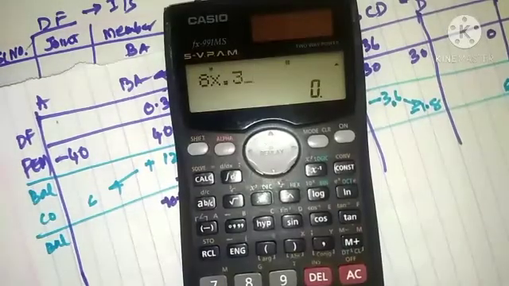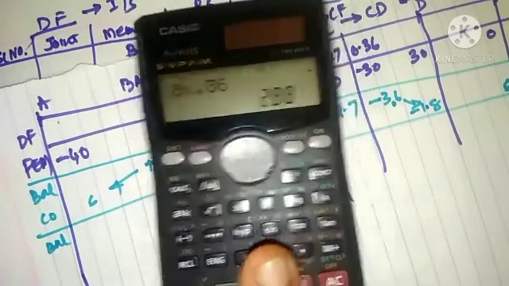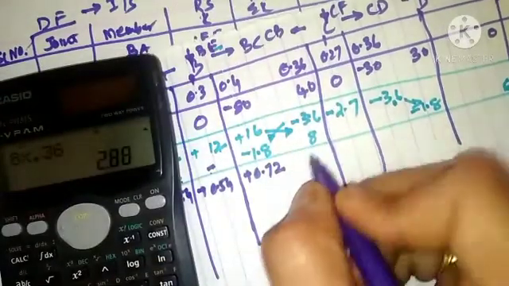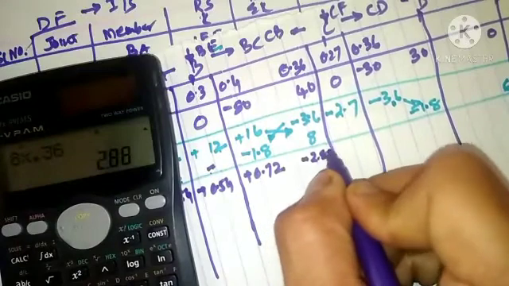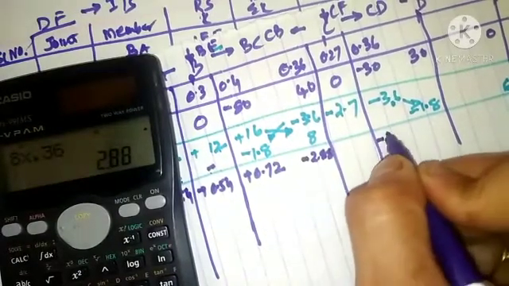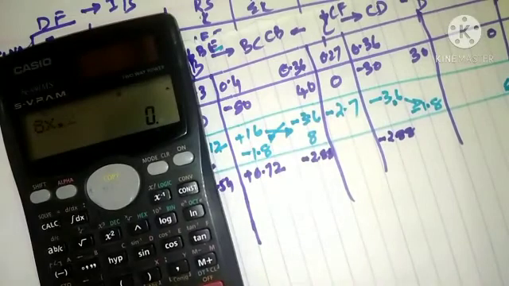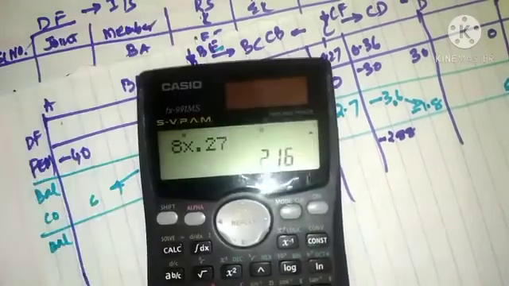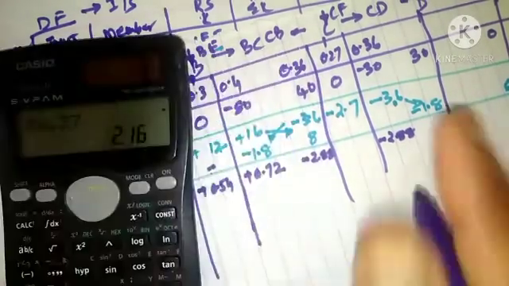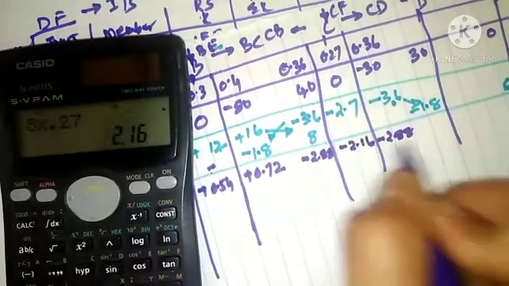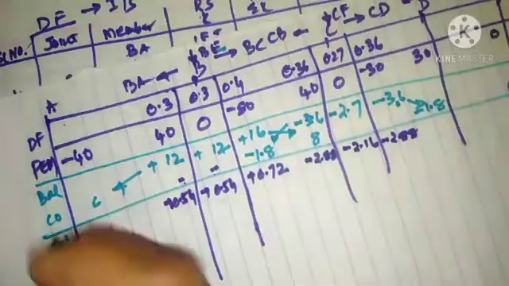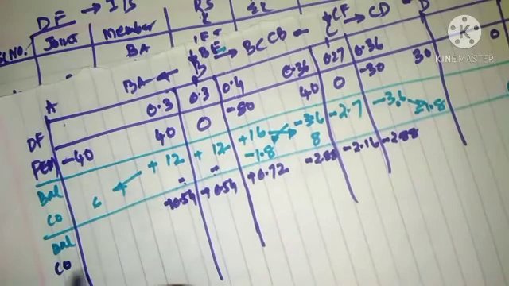8 into 0.36 comes as 2.88. Since 8 is positive, here it is minus 2.88, and here also it is minus 2.88. 8 into 0.27 comes as 2.16, so minus 2.16. Next procedure is carryover.